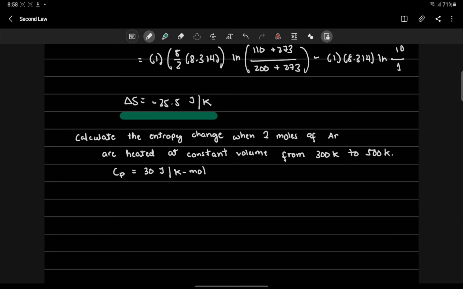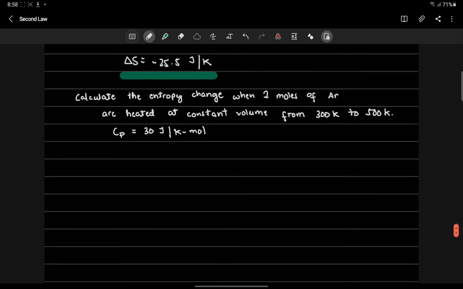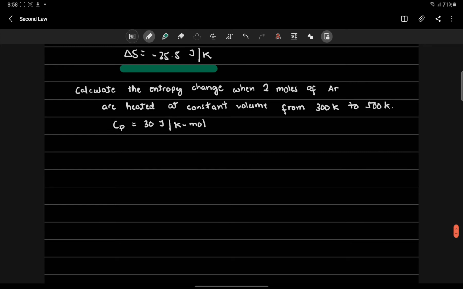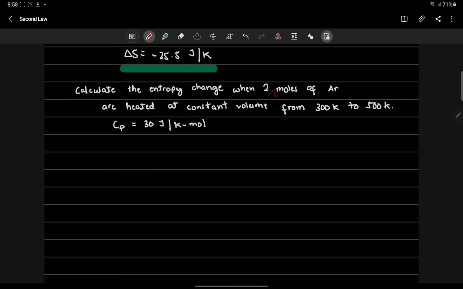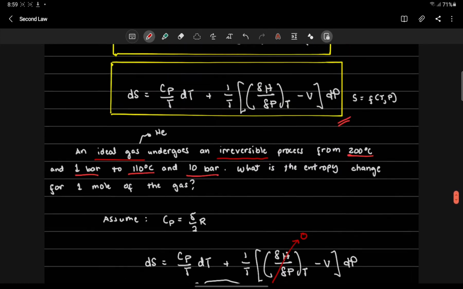Now let's consider another problem, and here we want to calculate the entropy change when 2 moles of argon, walang sinabi kung ideal gas siya, are heated at constant volume from 300 Kelvin to 500 Kelvin. So you're given here the Cp equals 30 joules per Kelvin mole. So anong general equation kaya ang gagamitin natin? So magkakaroon tayo ng change in temperature, but meron tayo ditong constant volume.